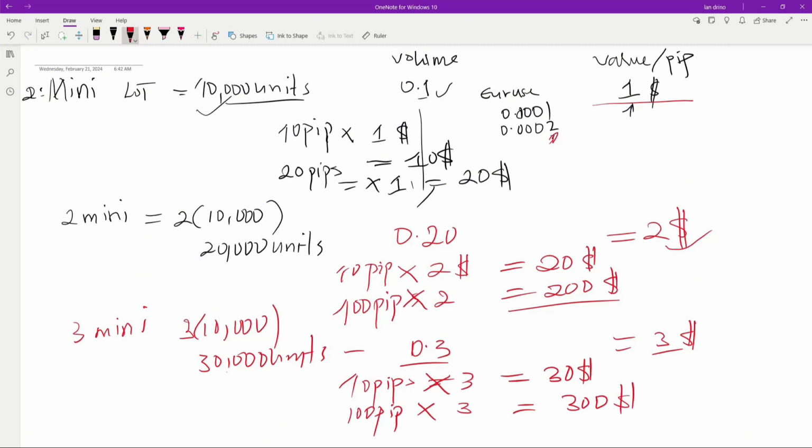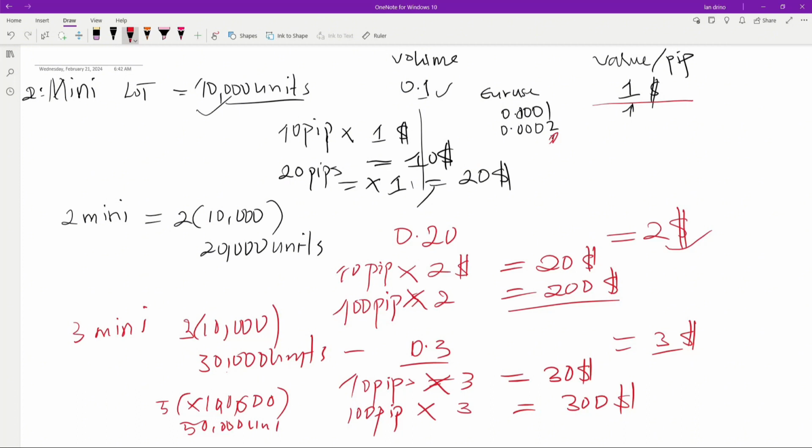So you can go ahead and try 5 minis. 5 minis will be 5 times the value, 5 times 1 mini, which is 5 times 10,000. So you are going to be controlling a position of 50,000 units, just like that, okay? And what is going to be the trading volume? 0.50. What's going to be the value per pip? $5, just like that. So you can play around with different values, okay?